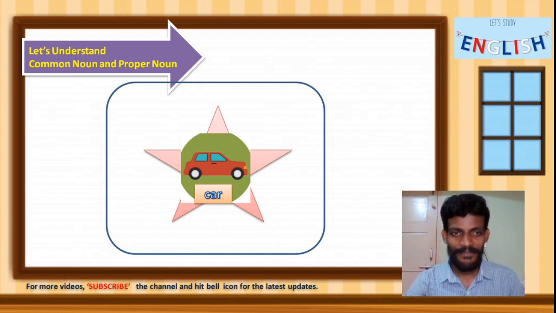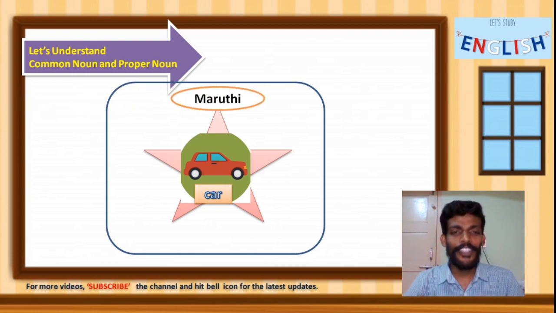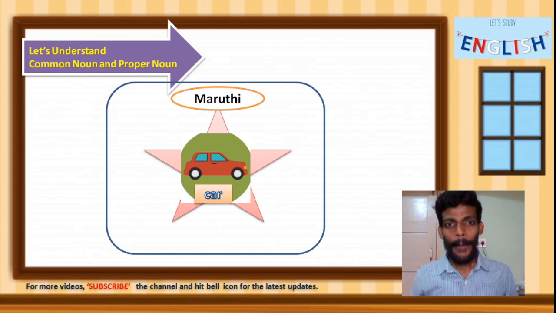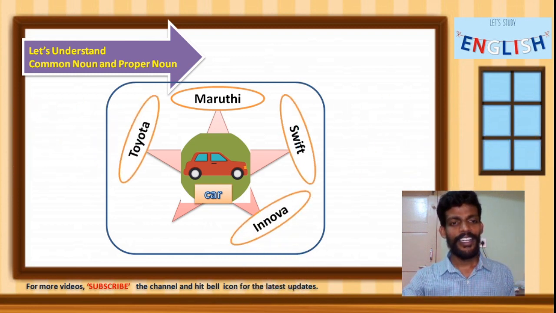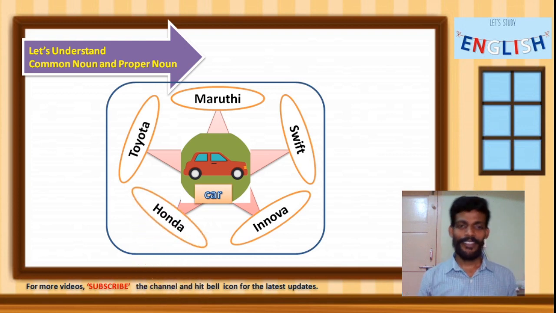Now, car, which type of noun is this? Yes, it is a common noun. Then which is a proper noun for this? Maruti. If I say Maruti, that is the name of a particular brand, a specific car. Then Swift, Innova, Toyota, Honda. These are all examples of a specific or particular type of car.